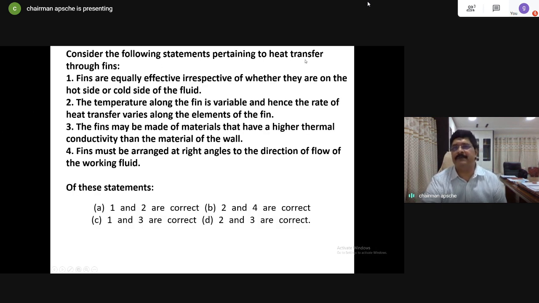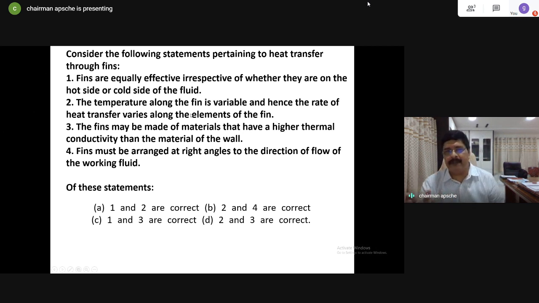Consider the following statements pertaining to heat transfer through fins. Fins are equally effective irrespective of whether they are on the hot side or cold side of the fluid. No, fins are effective on the cold side of the fluid, hot side of the fluid. Temperatures along the fin are variable, and hence the rate of heat transfer varies along the element of the fin. Yes, along the length of the fin, temperatures vary.